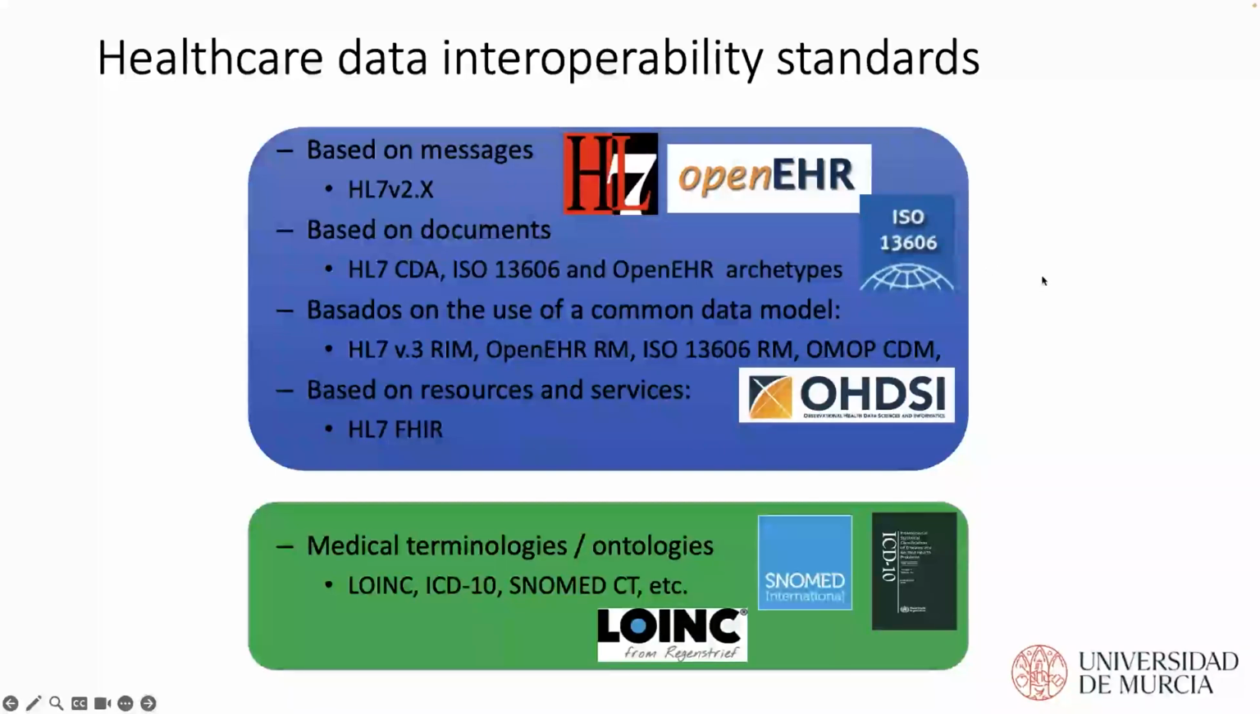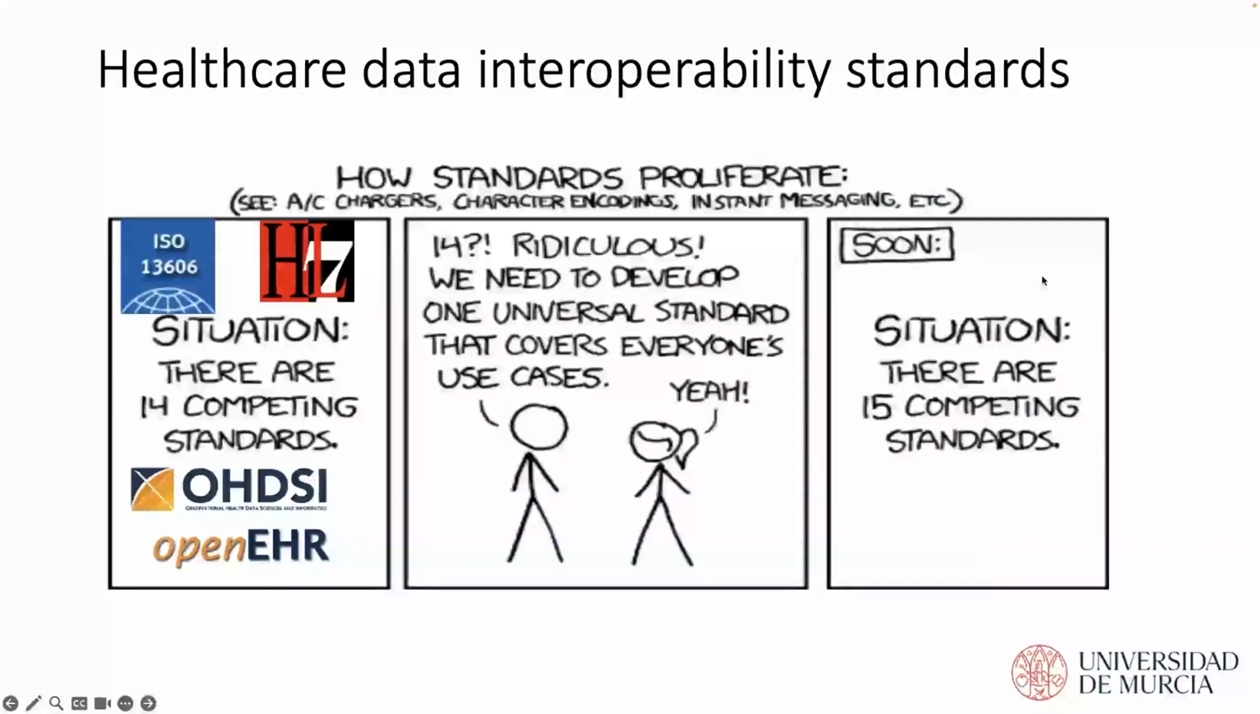But then the question now is, what standard to use? Is this the solution? If I want to semantically harmonize data, should I just pick one of these standards? Well, there are so many that usually what happens is that someone says, okay, I will now create a universal one that covers all use cases. And then you end up having 15 competing standards. Otherwise, when each institution chooses a different one, again, we don't have interoperability.